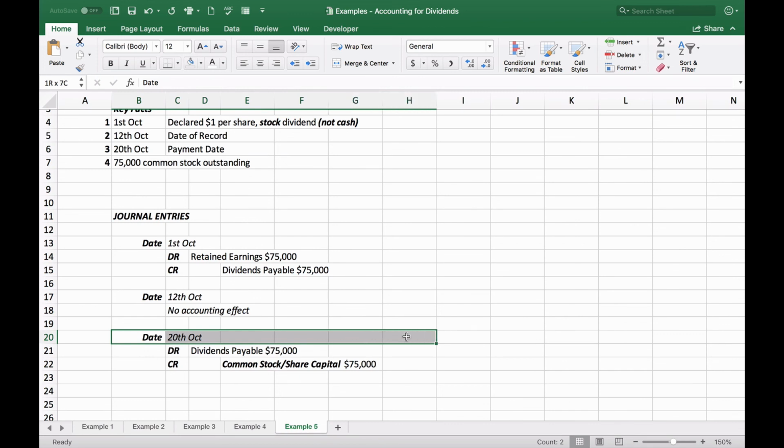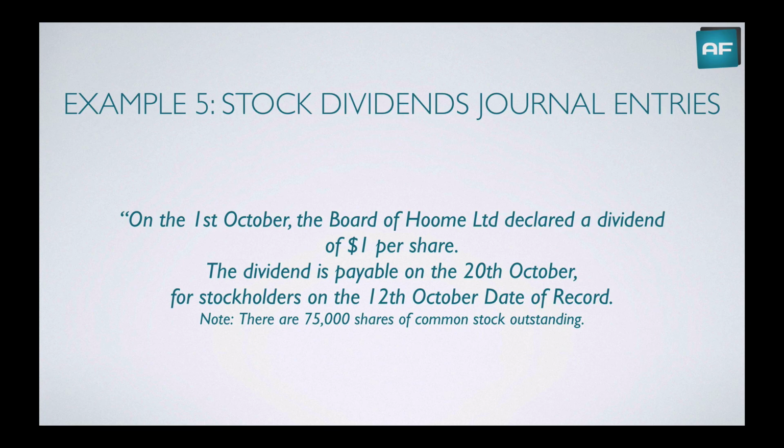On the payment date of 20th of October, you clear the liability for 75,000, as we always have, but rather than crediting cash, because we're not spending cash anymore, we credit common stock or share capital, because we're issuing $75,000 worth of our own shares to clear the dividends payable. So common stock or share capital now has an extra $75,000 worth of capitalization. So it's identical to example 1. However, on the 20th of October, when you pay the dividend, you don't credit cash, you credit share capital or common stock for $75,000. And that was our final example.